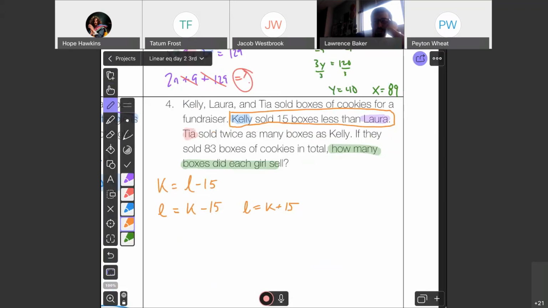What do you think, Stella? Does it matter which equation we use, or could they both be right? What's your thought there?